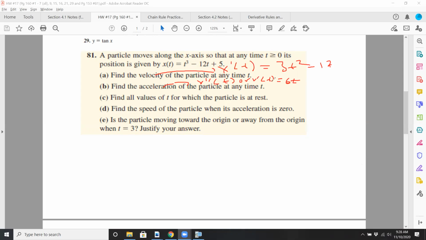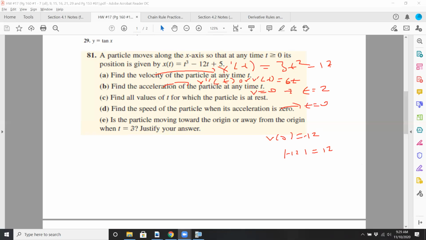The particle's at rest when your velocity is 0. So you set your velocity equal to 0. That'll happen at t equals 2, or -2. We can't have a negative time, so you just say t equals 2. The speed, when acceleration is 0, well, acceleration is 0 at t equals 0. So your velocity at 0 is going to be -12, but it has to be absolute value for speed, so it's just 12. And we don't give units, so don't worry about units.